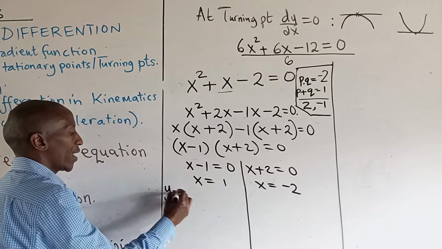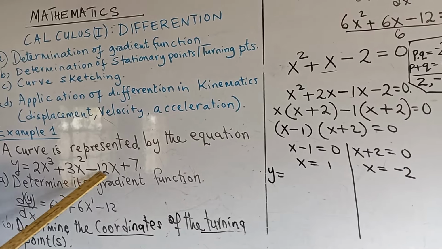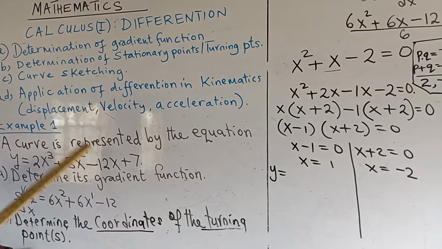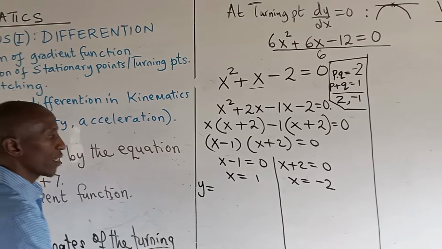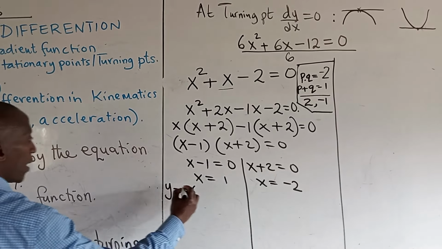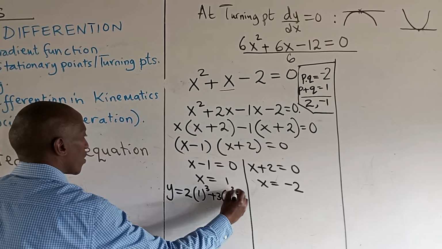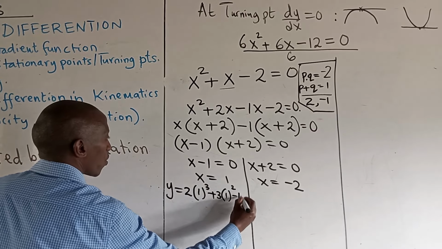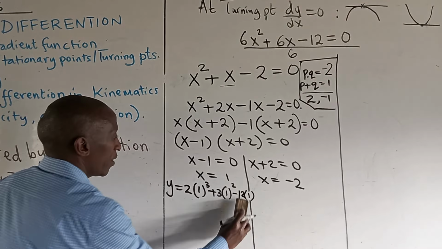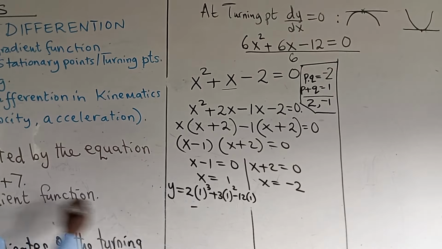So we seek to get y, and we are going to get this from the equation for y. So we substitute the x value here so that we get the y value. That will give us y is equal to 2 into, the value is 1, so we cube that, plus 3 into 1, which we shall square, subtract 12 multiplied by 1, then we add 7.